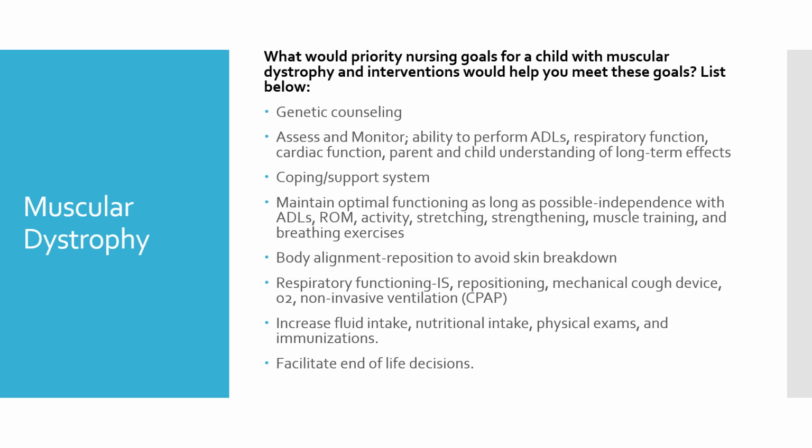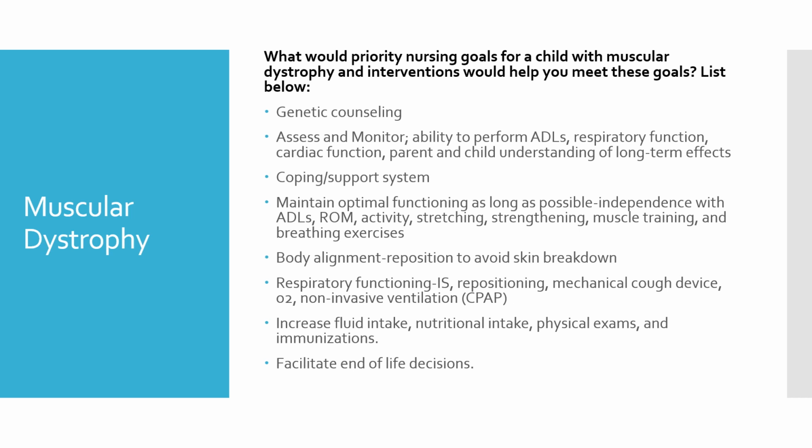Coping and support system: we need coping and support systems for both the family and the child, because this illness is progressive, so the child is going to continue to get worse. Maintain optimal functioning as long as possible: independence with ADLs, range of motion, activity, stretching, strengthening, muscle training, and breathing exercises. So helping with all those, bringing in physical therapy to help us with that. Body alignment, reposition to avoid skin breakdown. As the child's disease progresses, they'll become less mobile and they'll be in the bed a lot more. We need to prevent skin breakdown.